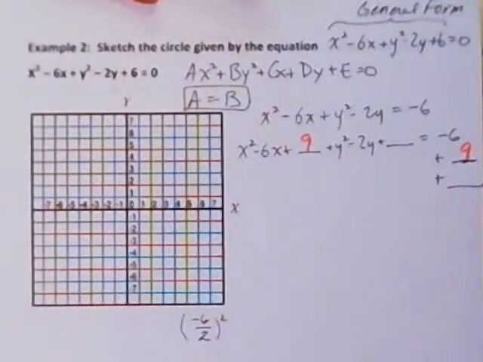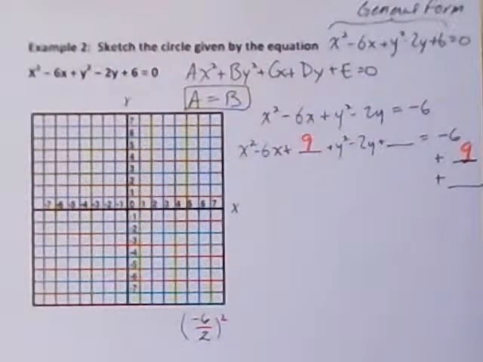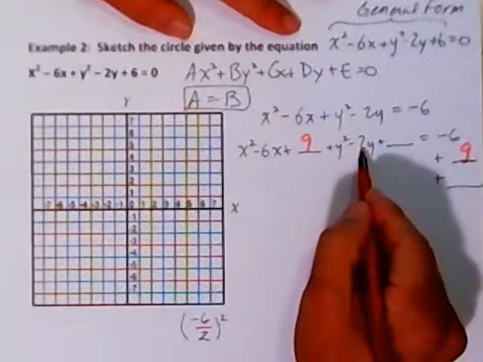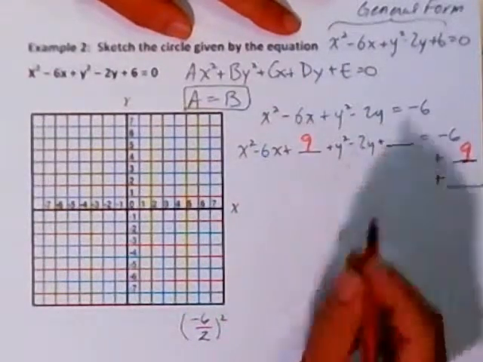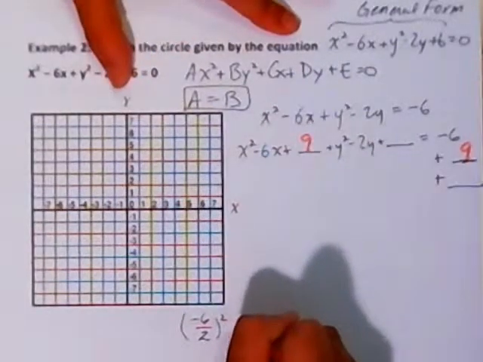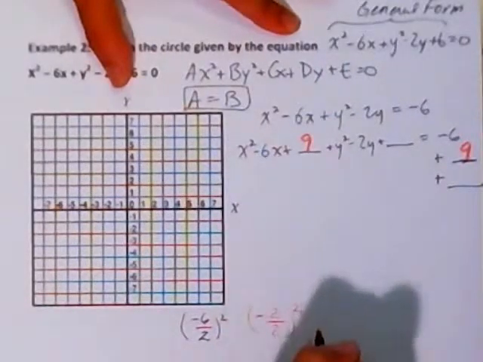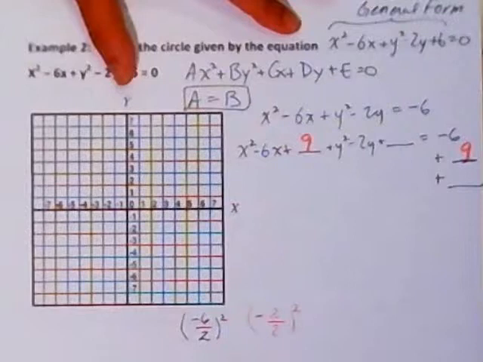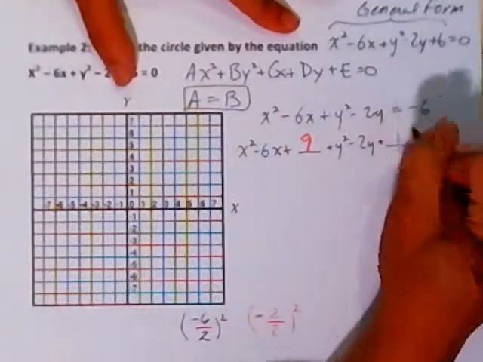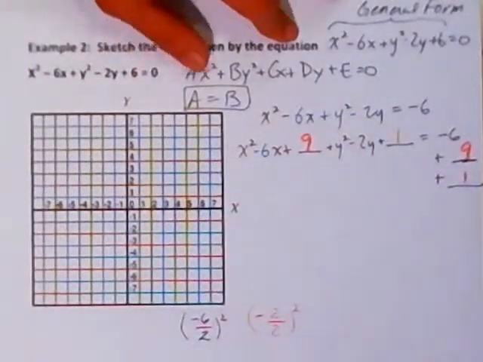The equation is balanced. Let me try to find another marker for this. I'm going to have to use a different marker. Let's use red. For this term, we take the negative 2 divided by 2, and we square it. Negative 2 divided by 2 is negative 1. Square it becomes plus 1. I'm going to add 1 to the right side.